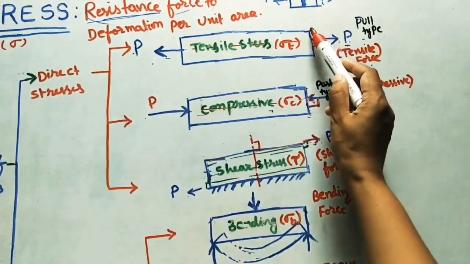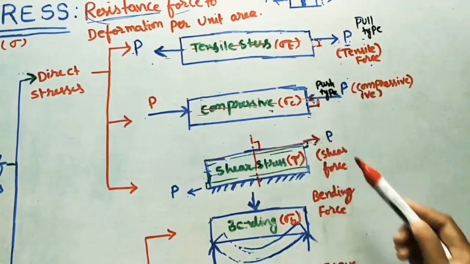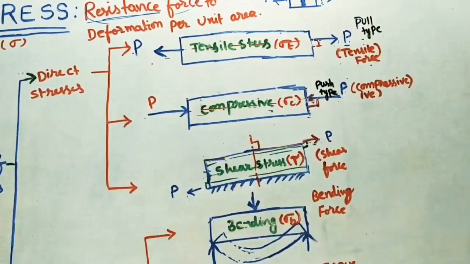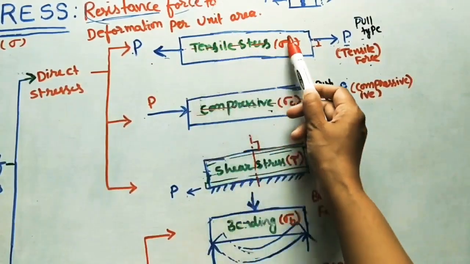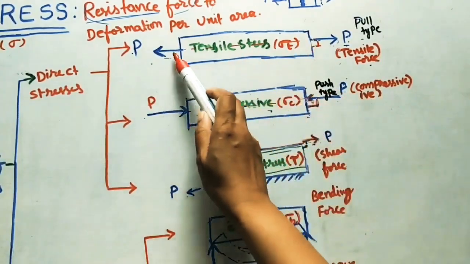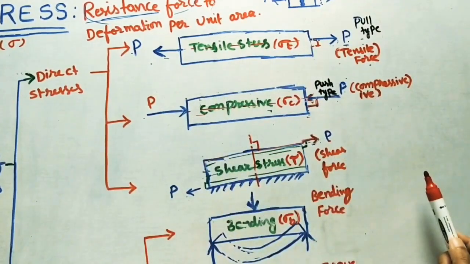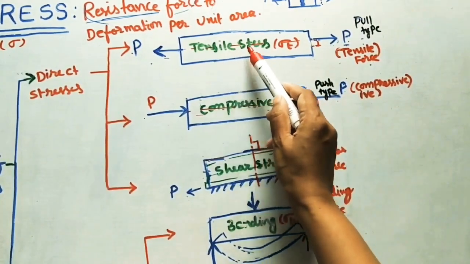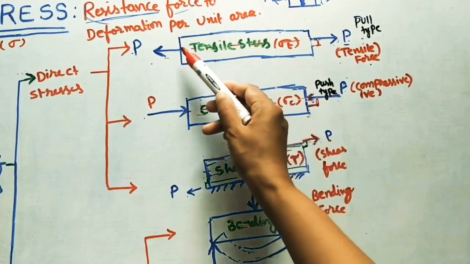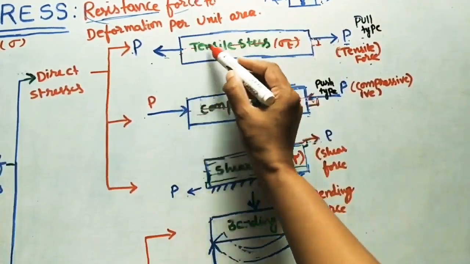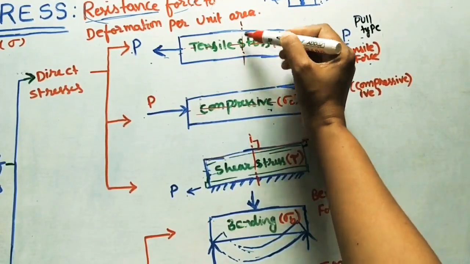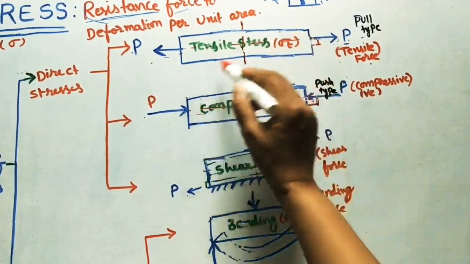Here the force is perpendicular to the surface, and one more thing is that the force is acting along the axis. That's why whatever stress is developing inside this, we can call it axial stress also, because the applied force is acting along the axis. So we can call it either tensile stress or axial stress. How to take the axis: this body has two axes, one horizontal and the other vertical. Any two-dimensional object has two axes.